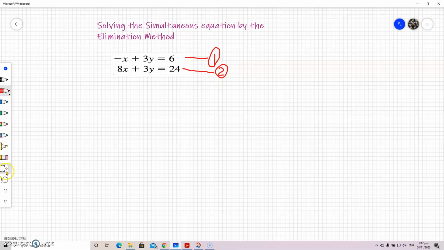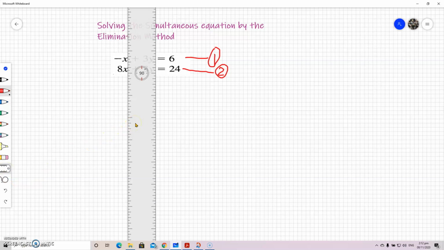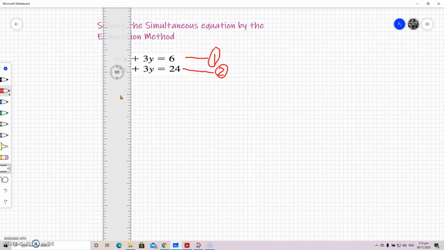Let's look at our like terms. I have minus x here and I have 8x here. If I add equation 1 with equation 2 or subtract equation 1 from equation 2, I will not get rid of this here, unless I was to multiply equation 1 by 8, then that would be a solution. Okay, let's keep that in mind. That's one option.